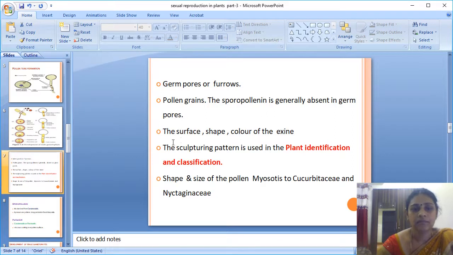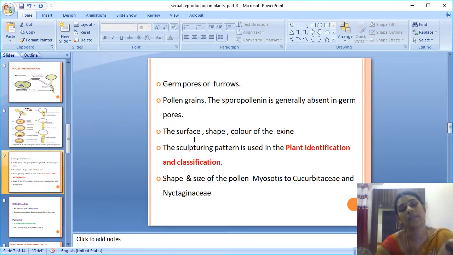Next, the sculpturing pattern. I said the surface of the exine layer is either sculptured or smooth. If it is a sculpturing pattern, it may be rod-like or warty, or somewhat punctuate. So the surface of the exine layer is somewhat rough in nature. That roughness is classified; it may be a wart, a rod, or punctuate, or sculptured.